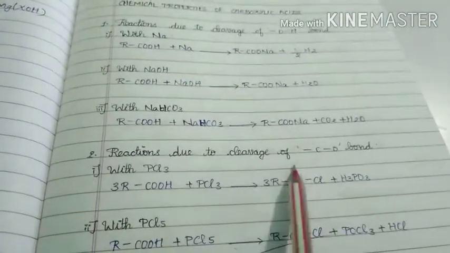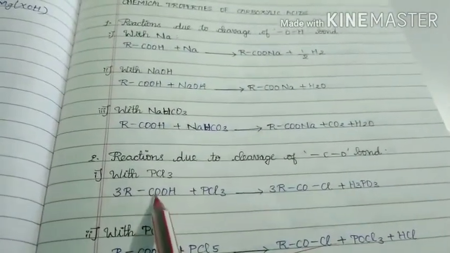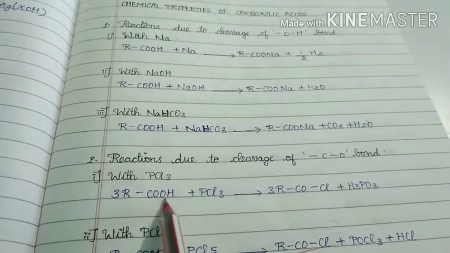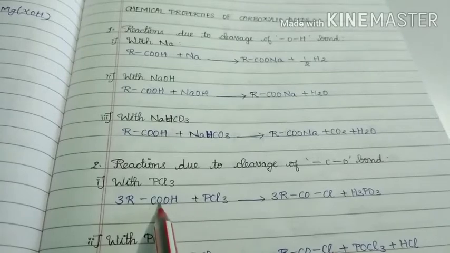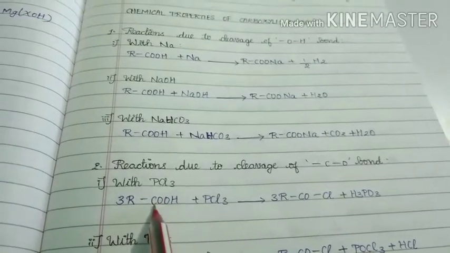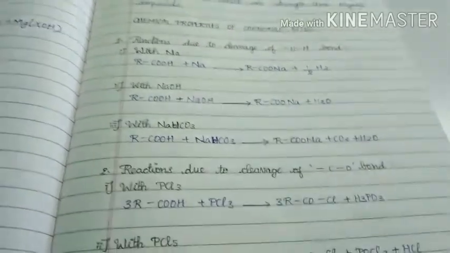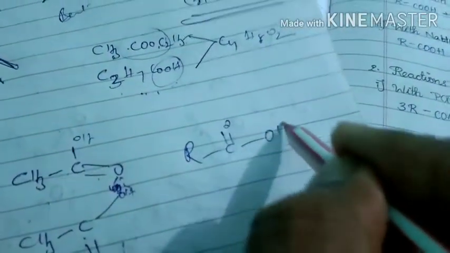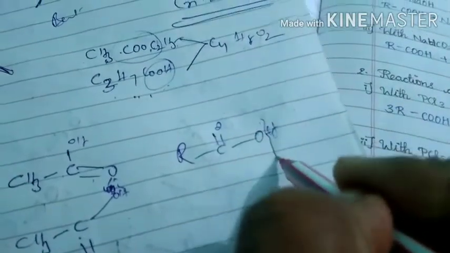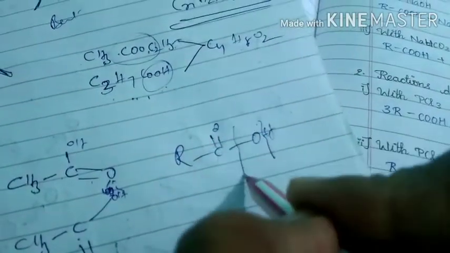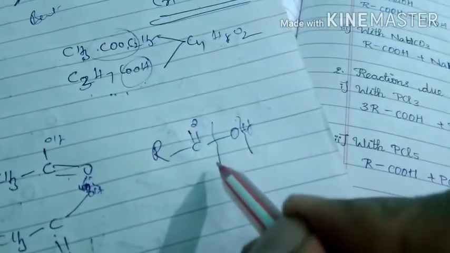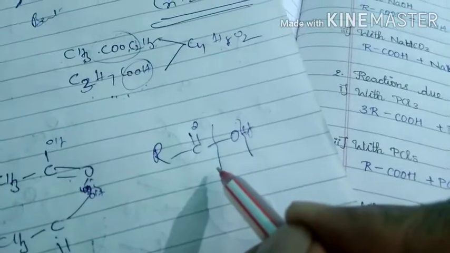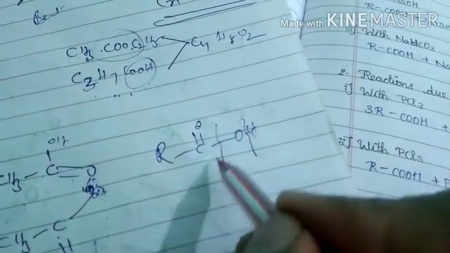Next one, reactions due to cleavage of the CO bond. That means this bond. CO bond means between this carbon and this oxygen. Here between this carbon and O, a C double bond O is present. This is the structure for carboxylic acid, RC double bond O, OH. Some reactions take place due to cleavage of this one. Just now we saw the reactions due to cleavage of the OH bond. Now we are going to see the other reactions which are due to cleavage of the CO bond.